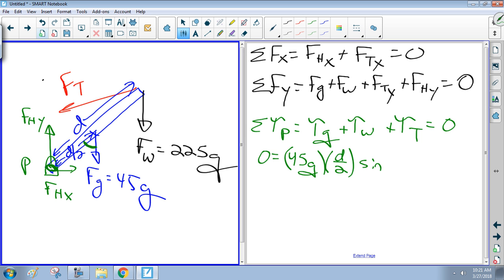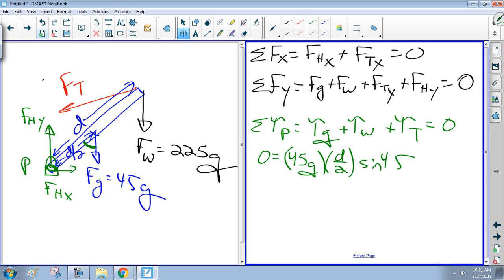what's this angle here, you guys? I think it's 45 degrees, isn't it? Doesn't it tell us the strut is at a 45-degree angle? It should be 45. So it's a 45, 45, 90 triangle. Follow? So just to keep score, torque of gravity, plus the torque from the weight, well, that's going to be very similar. It's going to be 225G times, what's the lever arm for my weight? All of D, again, times the sine of 45.